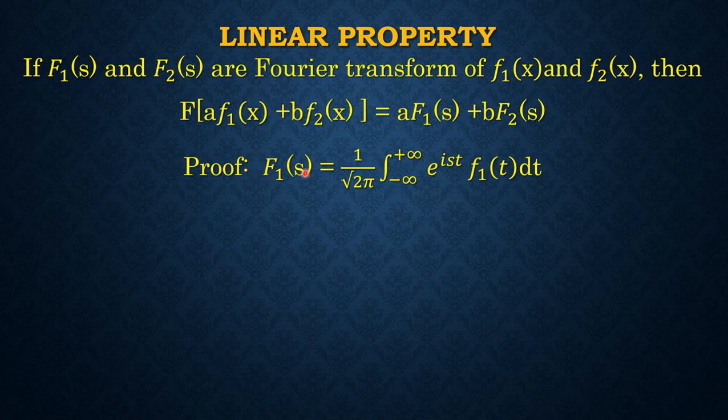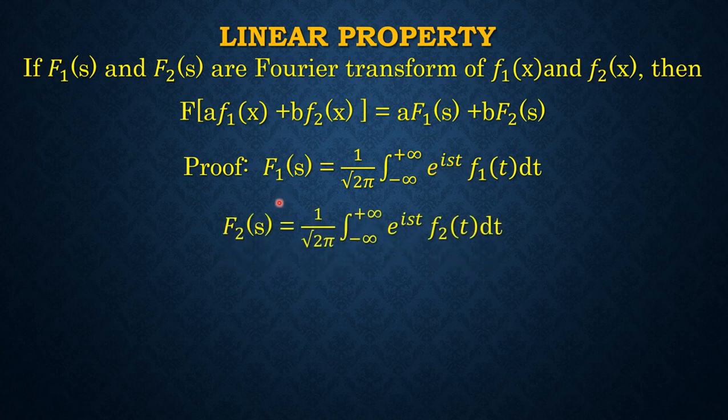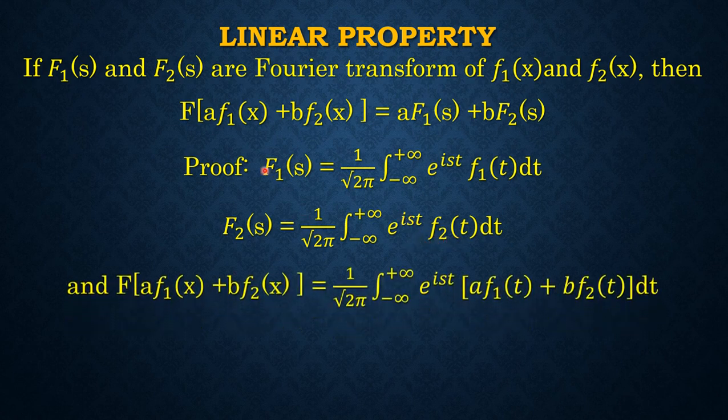F1(s) is the Fourier transform of f1(x), that is 1 by root over 2 pi integration minus infinity to plus infinity e to the power ist f1(t) dt, and F2(s) is equal to 1 by root over 2 pi integration minus infinity to plus infinity e to the power ist f2(t) dt. And if we take the Fourier transform of a f1(x) plus b f2(x), it is equal to 1 by root over 2 pi integration minus infinity to plus infinity e to the power ist (a f1(t) plus b f2(t)) dt.